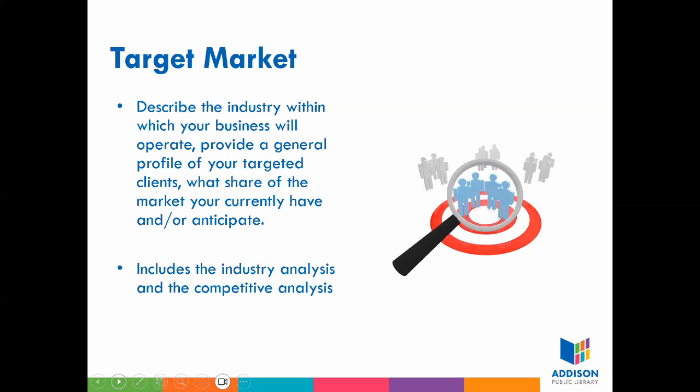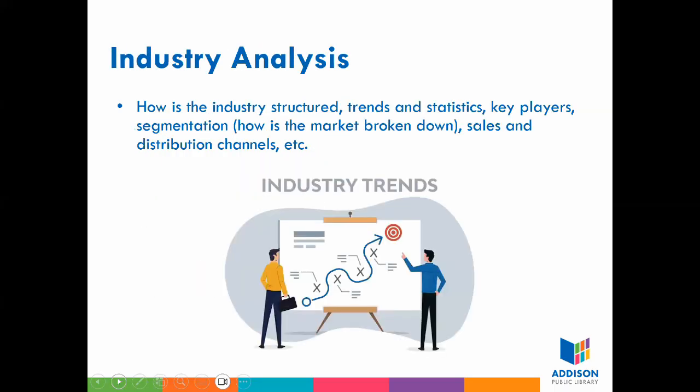In this section, you're going to also want to include the industry analysis as well as the competitive analysis. Now, what are those two things? Let's go through those. The industry analysis is how the industry is structured. It includes trends and statistics, key players or key organizations or companies in the industry. It includes a segmentation, so how is that market broken down? It also includes sales and distribution channels.